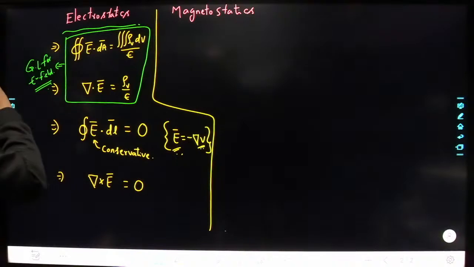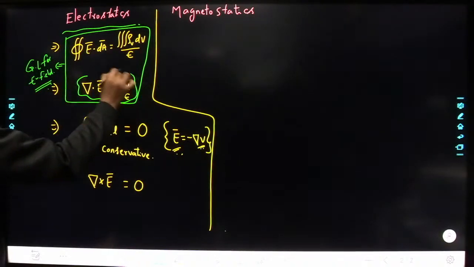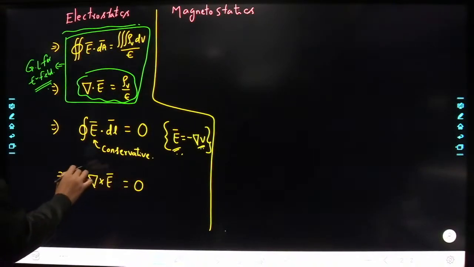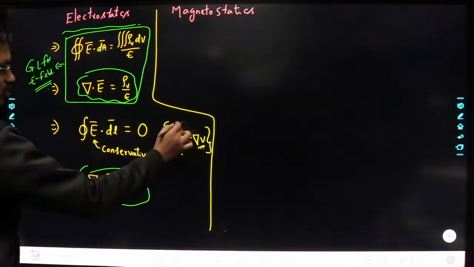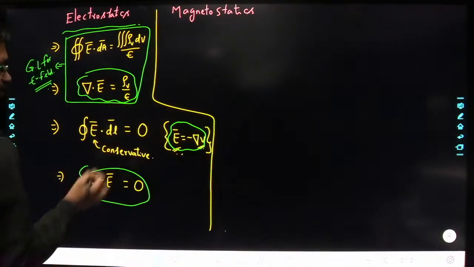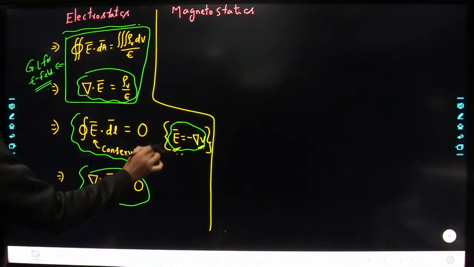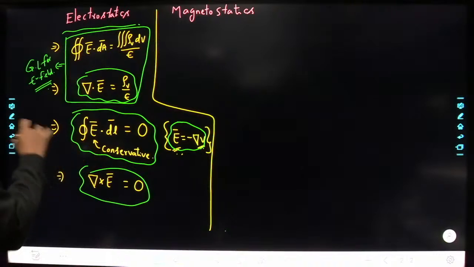Okay. So we have determined the divergence of the electric field, as well as the circulation of the electric field about a given point, or simply the curl of the electric field, which is equal to 0, and E bar is equal to minus gradient of V. All these relations we have already studied here.